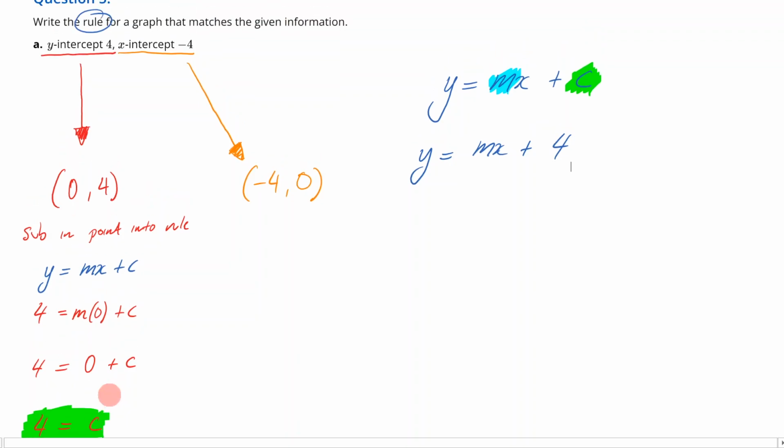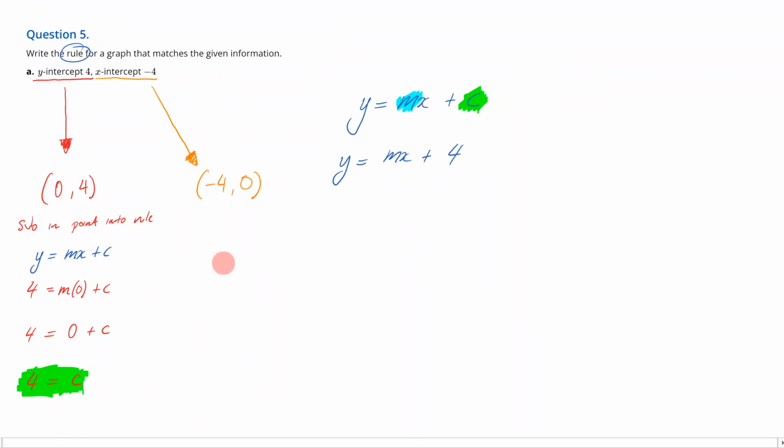I'll also let you in on a bit of a spoiler for upcoming exercises. What we're going to find out in upcoming exercises is that when we have a linear rule in this form, the constant, so c, is always going to be just what the y-intercept is. So you see how my y-intercept is 4 and my constant is 4? So technically, we didn't have to do this working out. We could have just known that, hey, the y-intercept is 4, that means my constant is 4. But that's for later exercises. For now, we expect you to do this working.